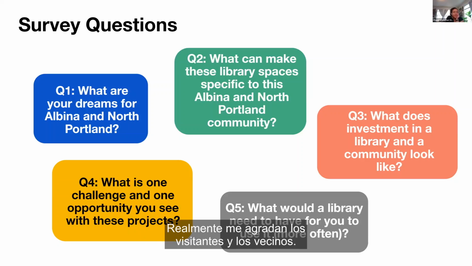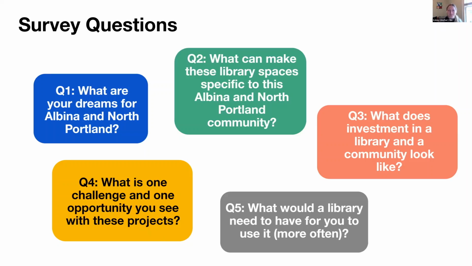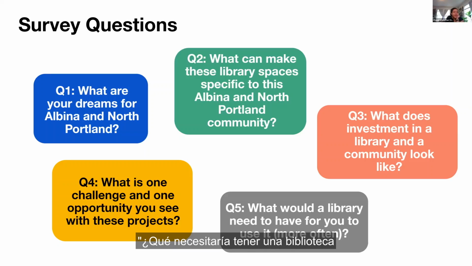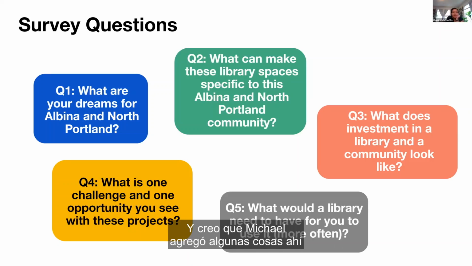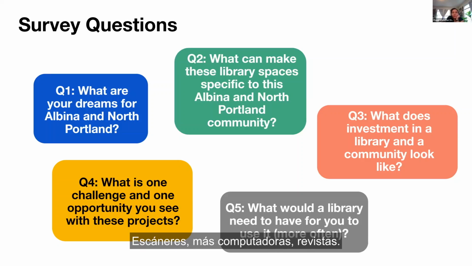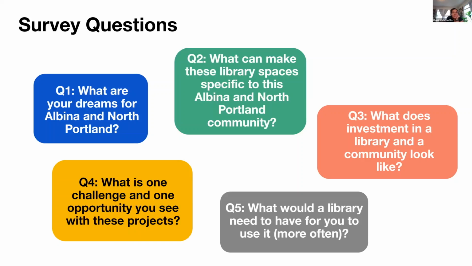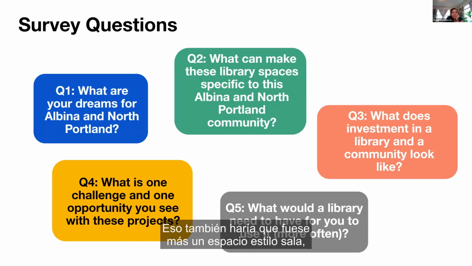I really like visitors and neighbors. I really like question 5. What would a library need to have for you to use it more often? And I think that Michael added in a few things in there that are really useful that would make you come to the library more often. Scanners, more computers, magazines. That would also make it very much a living room type space if you could just come in and read some magazines for a little bit when it's rainy outside and then head back home.